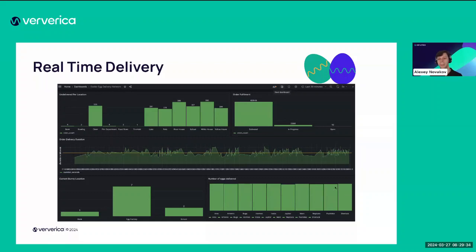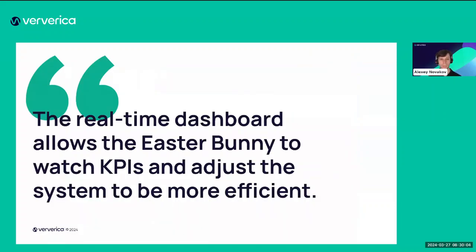There is no case where some of them are running a lot or delivering everything, but all the others are just resting somewhere. So that's what we ended up building with Estebani. And that actually was the key to success for the whole Easter delivery. So he was able to monitor that in real time and make corrective actions, and eventually all eggs were delivered to children. So to summarize, the real-time dashboard allowed Estebani to watch key performance indicators and adjust the system to be more efficient.